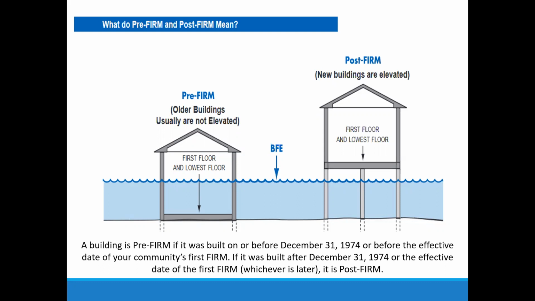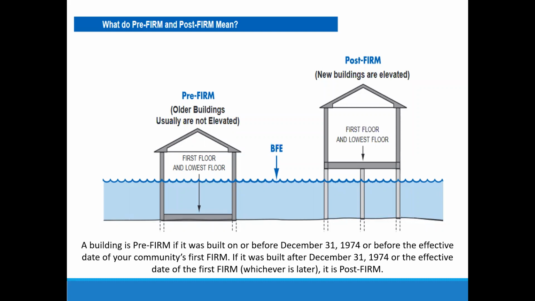Post-firm buildings are built after we have the scientific data and flood risk information. So we have a better understanding with our base flood elevation, and sometimes that goes up. So houses are still not elevated high enough. Sometimes even the pre-firm houses are elevated, but not quite high enough and not above the base flood elevation. So they are often more flood prone than the post-firm.